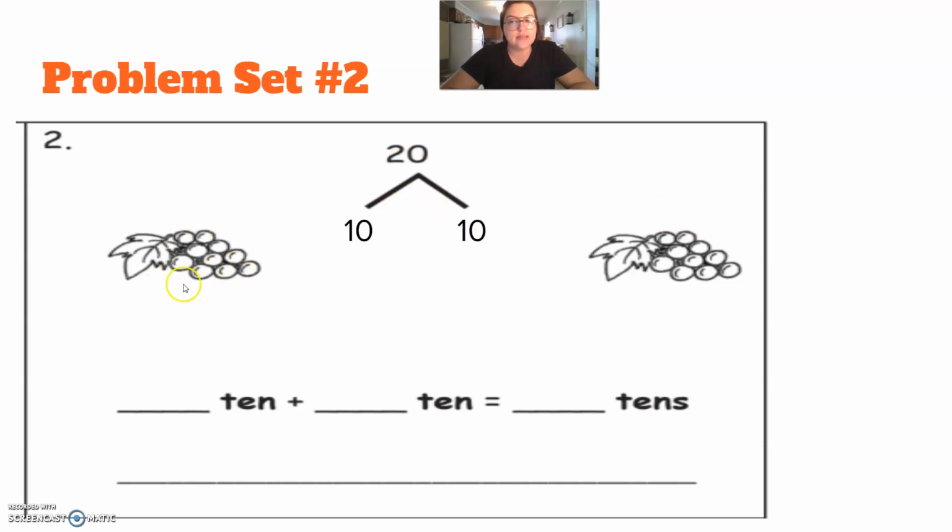So how many tens? 1. How many tens over here? 1. 1 ten plus 1 ten equals 2 tens, not 20 tens, because we just count 1 ten, 2 tens. Okay? So what is 1 ten worth? 10, 10, and 20. So 10 plus 10 equals 20. Okay, guys, so that is the lesson for today.